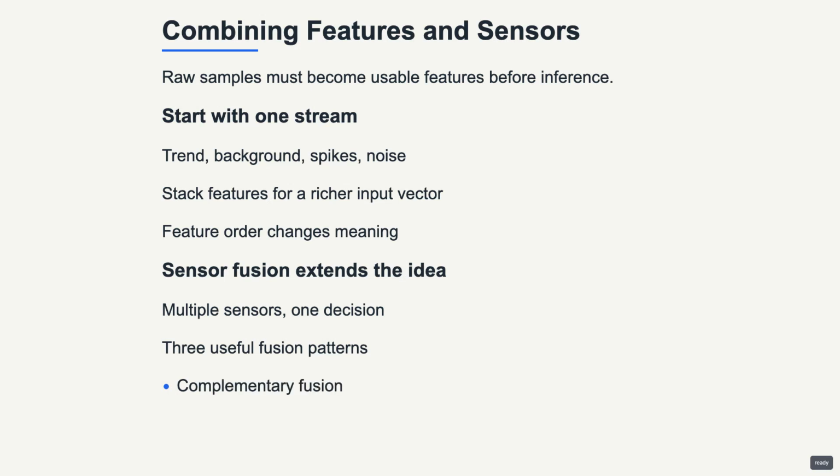Complementary fusion joins signals that describe different sides of the same situation. One sensor may reveal flow changes while another reveals temperature, and together they produce a more complete picture than either one alone.